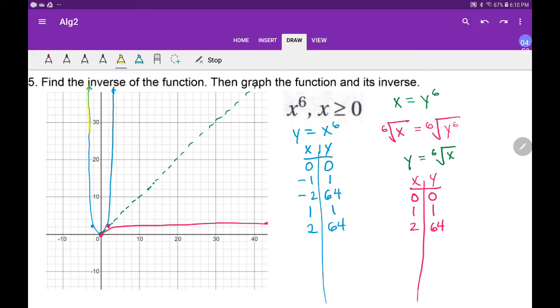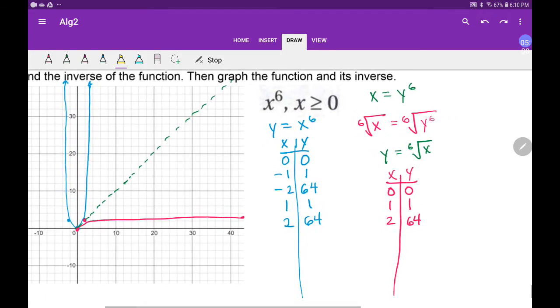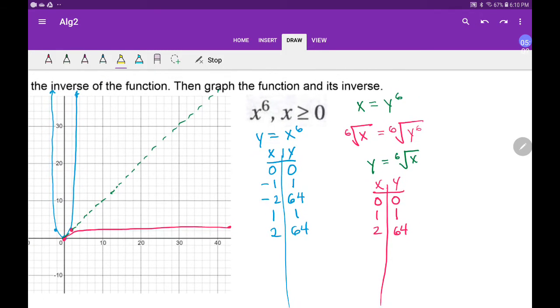But wait a minute, what about this guy? Where's his mirror image? Well, you say, oh, you're looking for a mirror image. Well, let me do this for you. Let me come up with another column, and I'll say the sixth root of x. How about we say negative? How about that? And then that'll be equal to y.